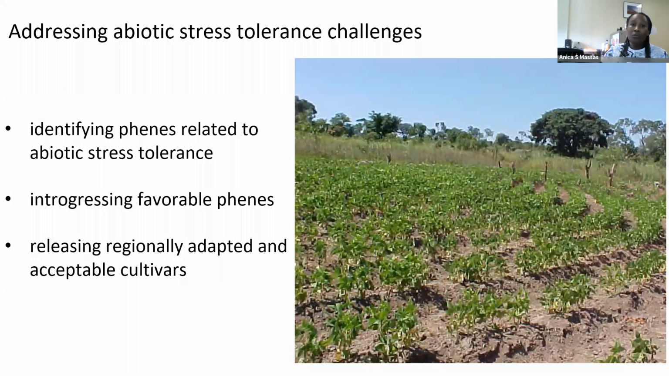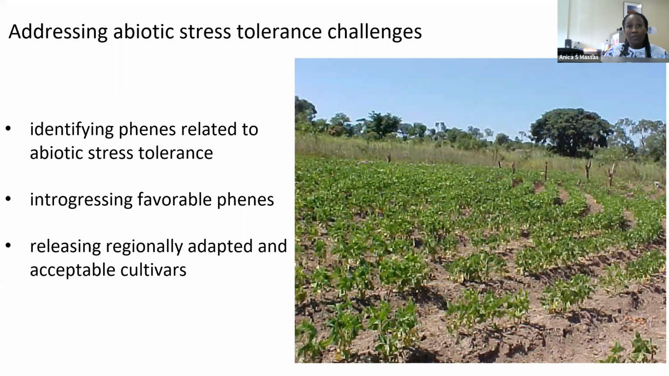Okay, we can do the first two points in the lab. We can find great traits. We can integrate them, and everything is great. But when we are bringing them to the farmers, we need to be very careful.